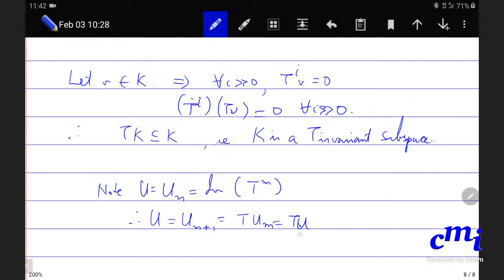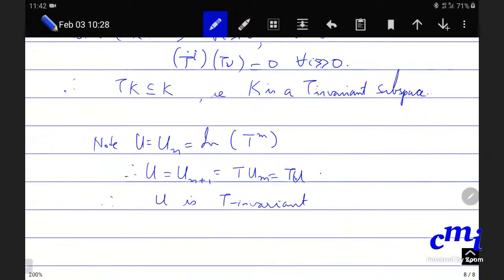What we wanted to prove is T of U is inside U. But T of U is the same thing as T of U_m. But T of U_m is U_{m+1}, which is U. So therefore, U is T-invariant. Now we have got two candidate T-invariant subspaces.